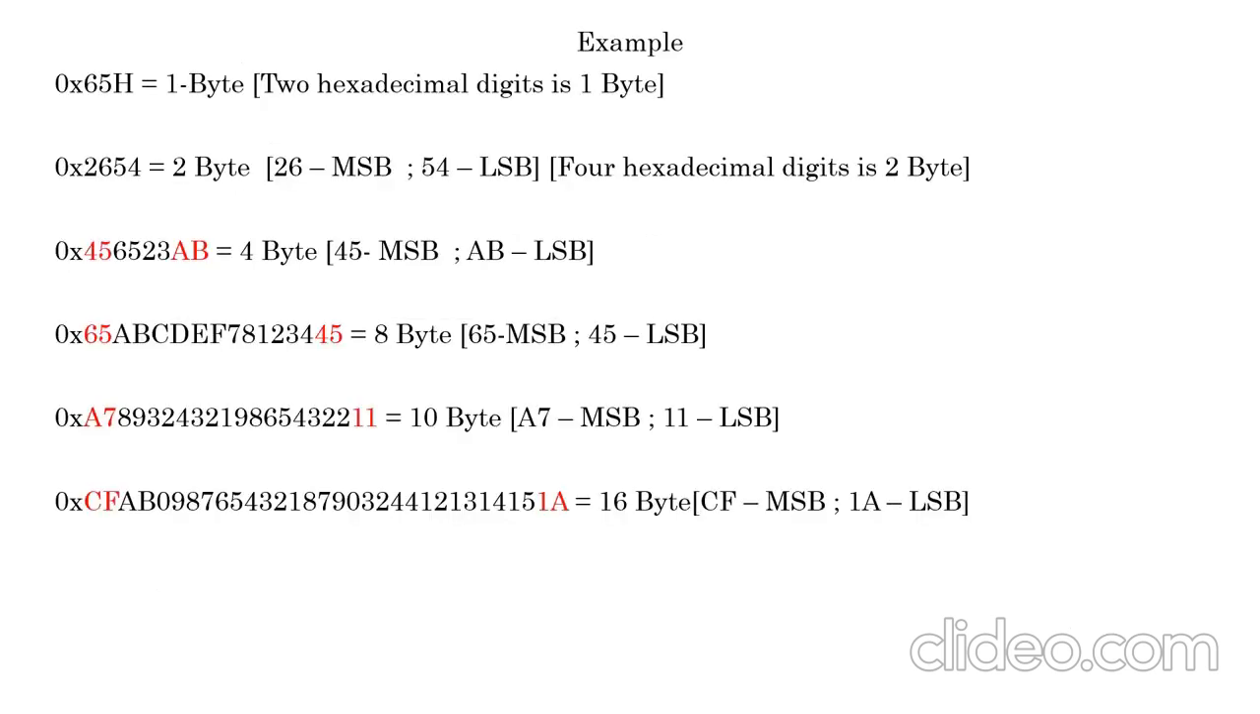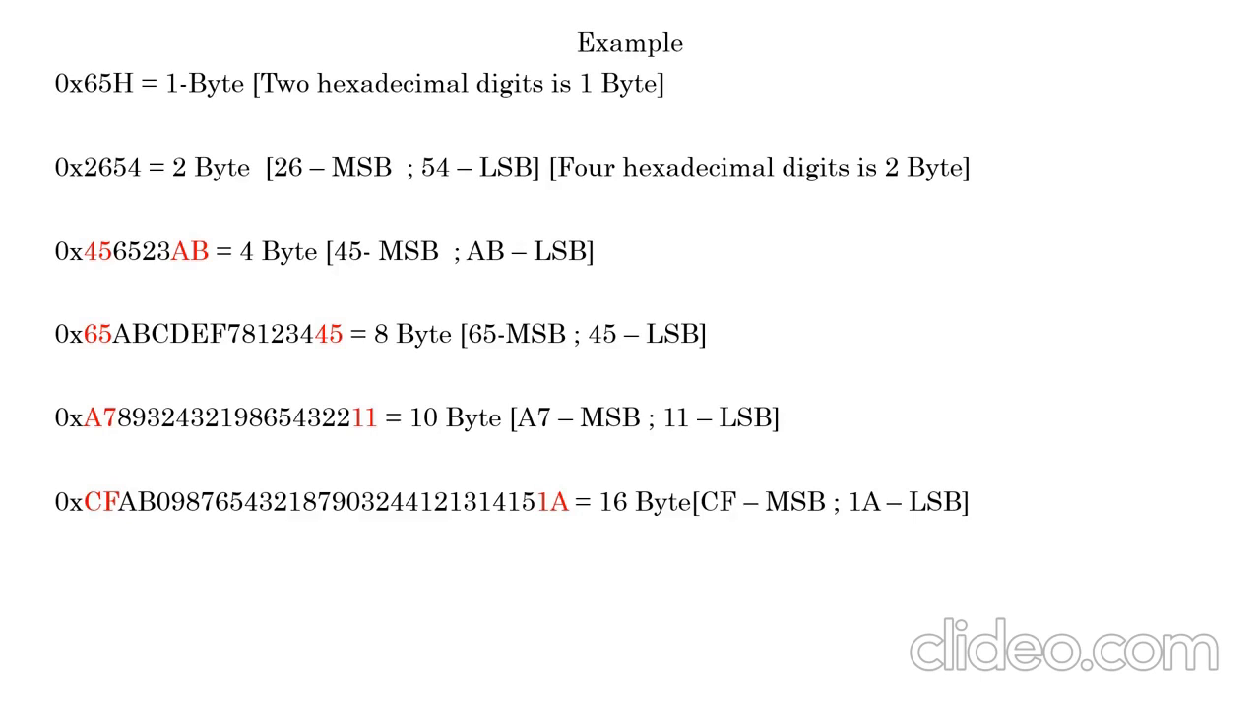These are various examples to illustrate what the least significant byte and most significant byte are in different types of data. 65 is a 1-byte data because it is a combination of 2 hexadecimal digits. Next, 0x2654: here 54 is the least significant byte and 26 is the most significant byte. So it is 16-bit data. A combination of 4 hexadecimal digits gives one 16-bit data.